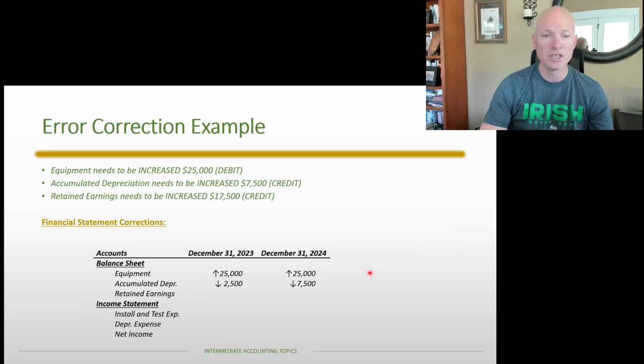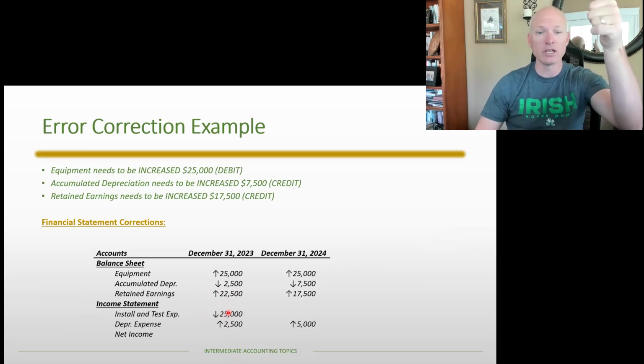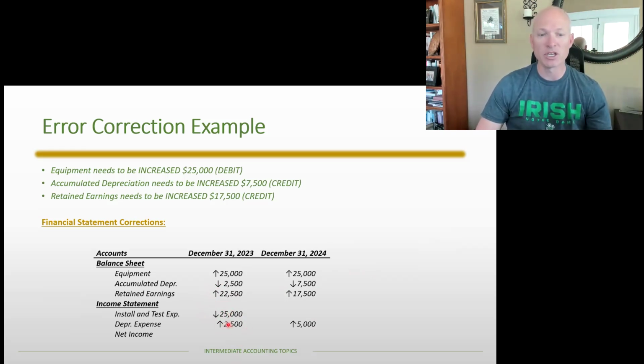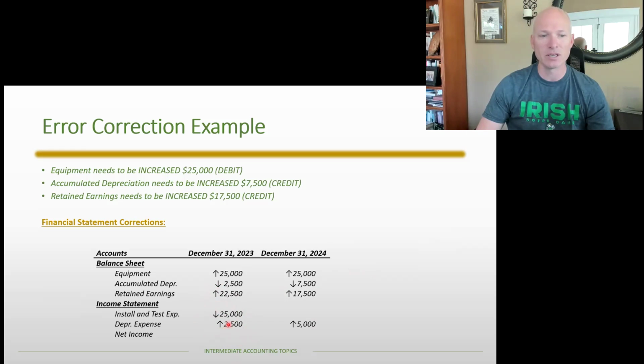Retained earnings, again, this is the cumulative effect. In that first year, the total mistake is $25,000. Maybe the easiest is if we pull this up. We can see that our installation expense needs to decrease. If we decrease an expense, it's going to increase retained earnings. But it's offset in part because we need to increase another expense, which is going to decrease retained earnings. And so the net effect of this is that we need to increase retained earnings $22,500. And then remember, retained earnings accumulates the effects on the income statement. And so overall, there was an increase of 22,500 in retained earnings in 2023.